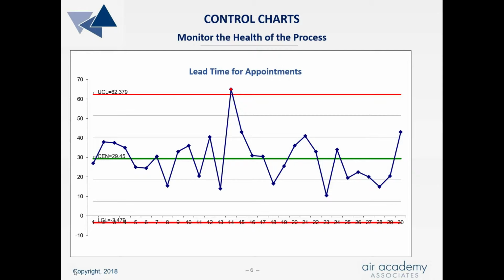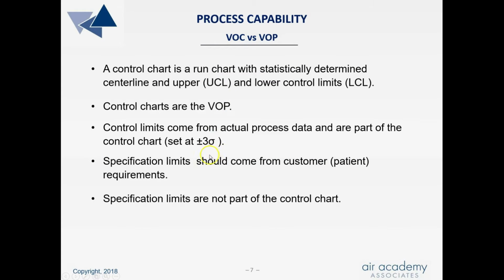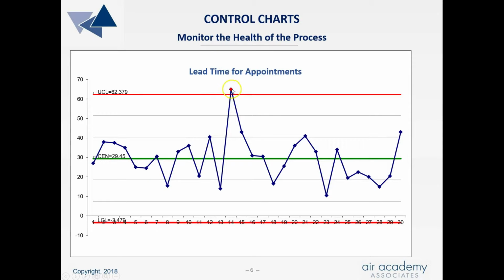This example control chart is tracking lead time for appointments. The average lead time is close to 30 days. The upper control limit is roughly 62.4 days, and the lower control limit is 3.5 days. I have an out-of-control point right here. Okay. I investigate it. If it is a special cause, I have identified it, and now I need to fix it. The thing to note here is I have 16 data points that exceed 30 days. Clearly, the process is not capable of meeting the requirement of 30 days or less.